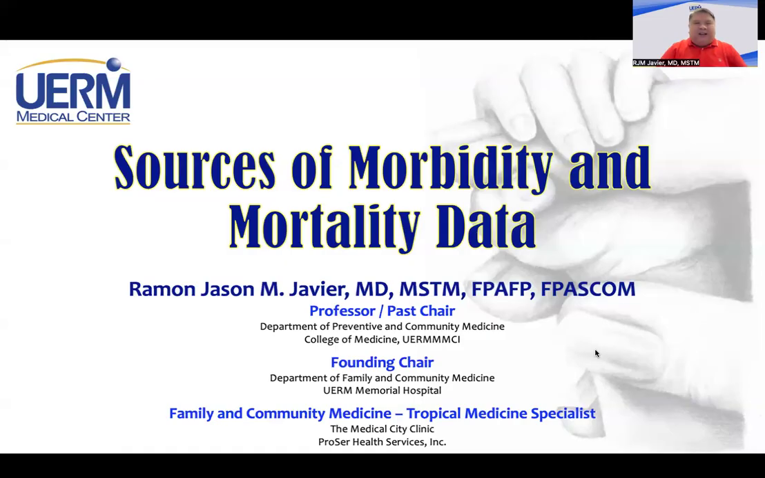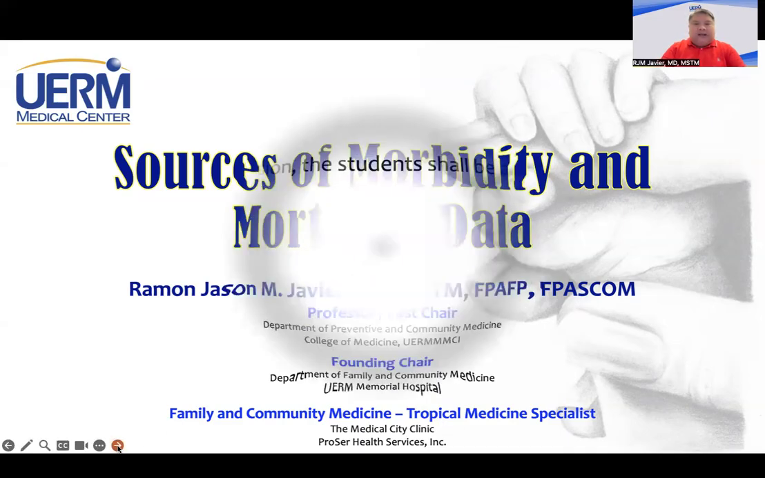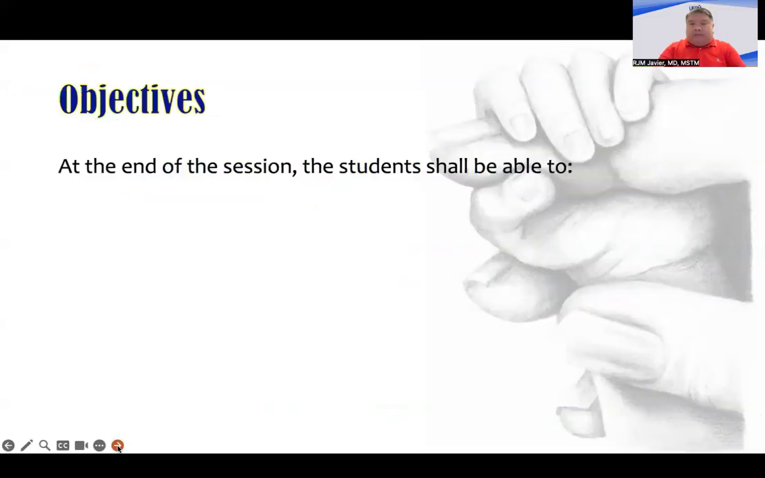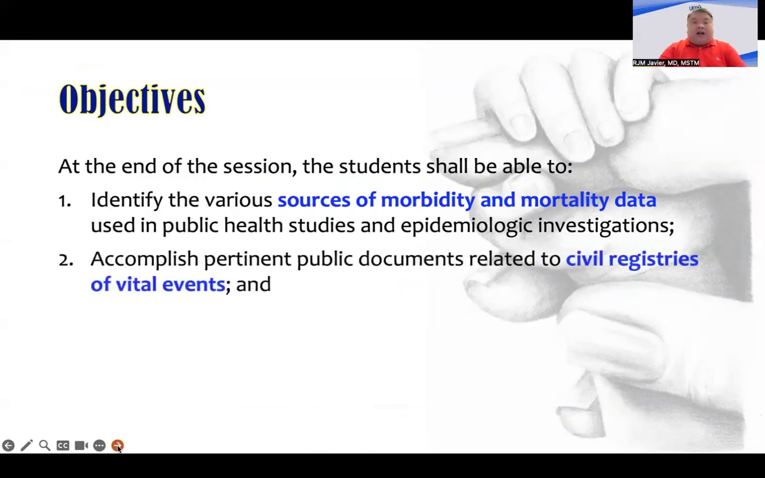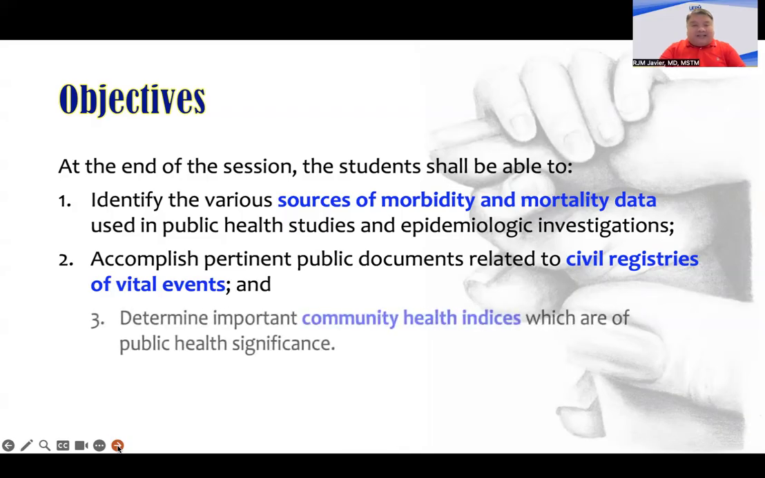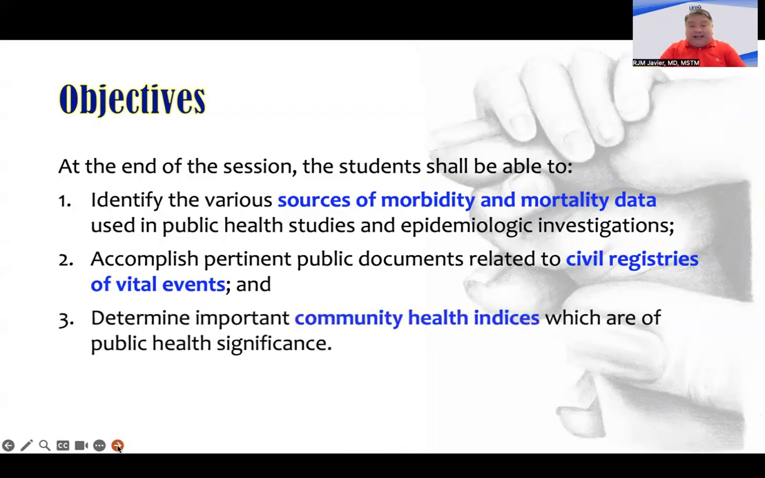Good day. Our topic for this session will be on sources of morbidity and mortality data. At the end of the session, the student shall be able to identify the various sources of morbidity and mortality data used in public health studies and other epidemiologic investigations, accomplish pertinent public documents related to civil registries of vital events, and lastly, determine important community health indices which are of public health significance.